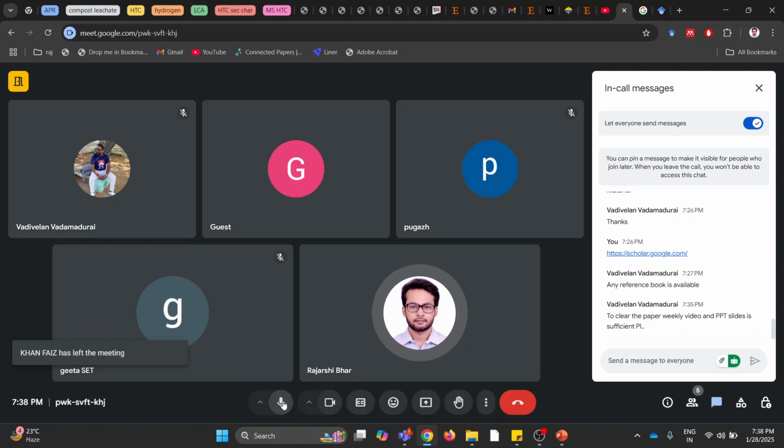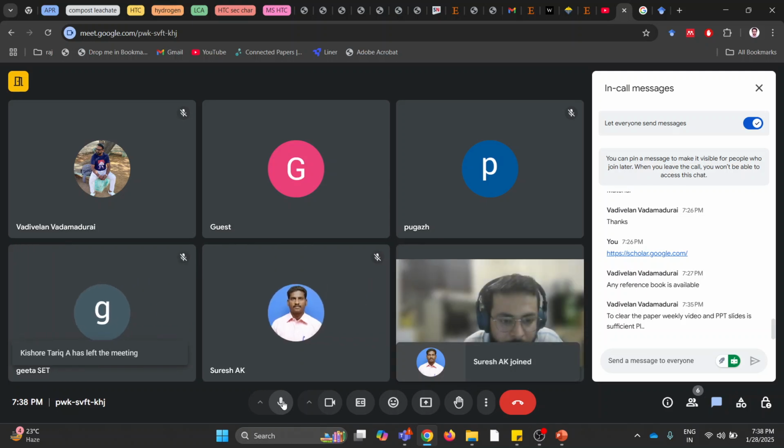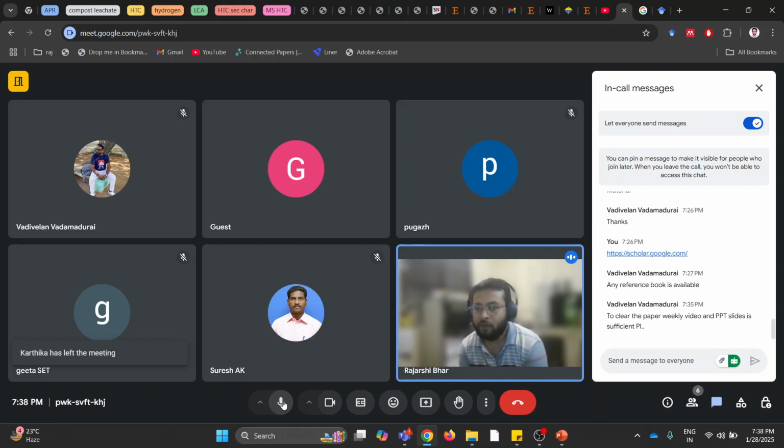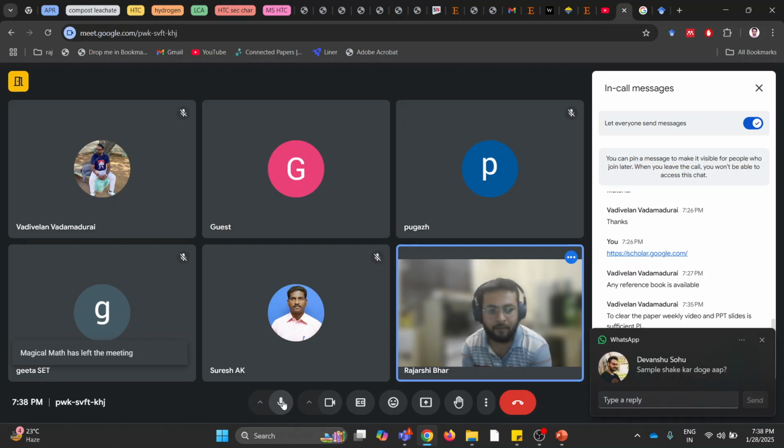Okay, so I can see that there is a query on any reference of this reference book available. I don't usually go through these books, mostly articles. I will try to find some, and in the next class I can let you know. I'll make a note of that.